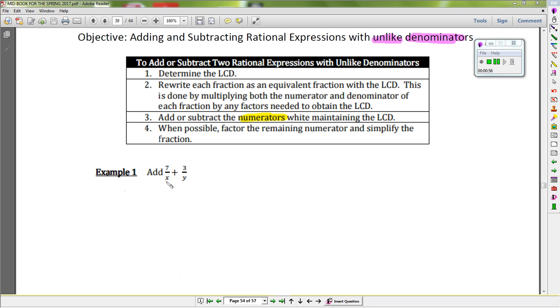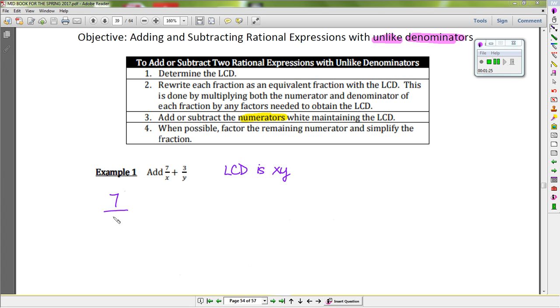So we have the fraction 7 over x plus 3 over y. For step 1, we need to determine the least common denominator. Now the least common denominator is the product of all of the common factors and non-common factors. In this case, we don't have any common factors. So our least common denominator is the product of these two non-common terms. So we get xy.